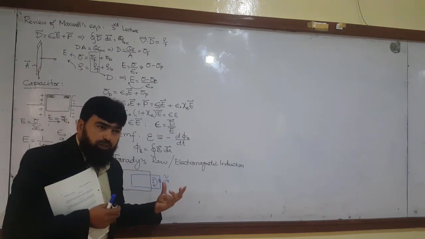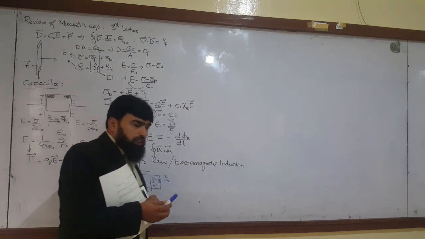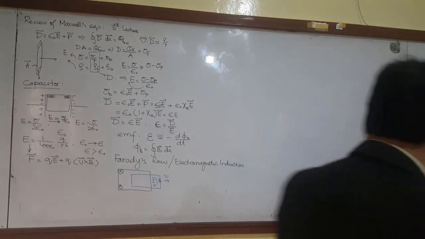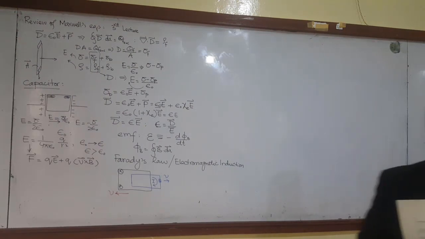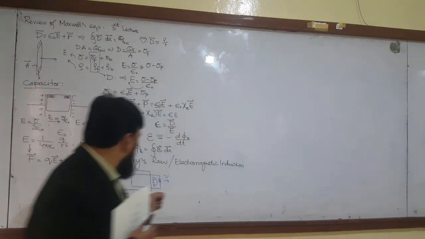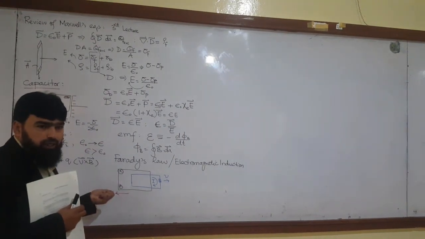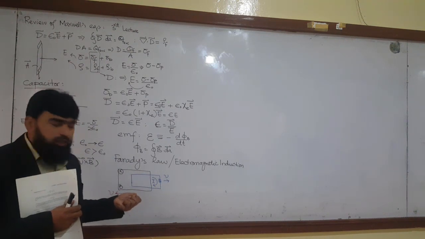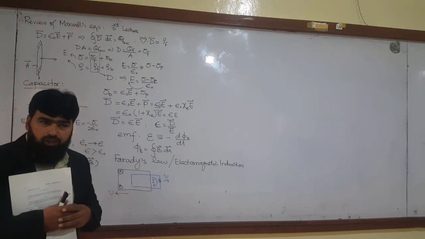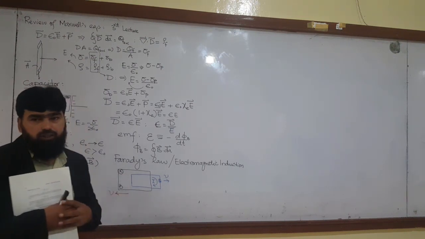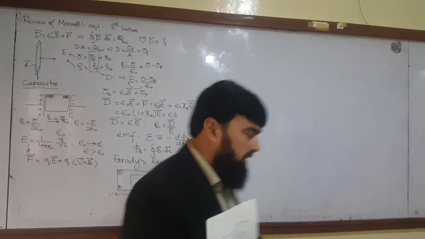In the second experiment, the loop was stationary, but he moved the magnetic region in this direction. So in the next experiment, what Faraday did was move the field this way. And surprisingly, he observed current again. Source is not there, and current is there. So he was surprised by this.